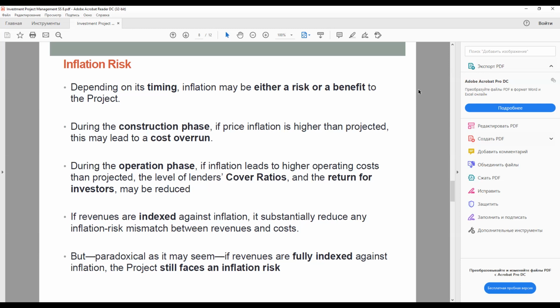If the project company has a long-term project agreement under which revenues are received on the basis of agreed contract payments, some elements of the contract payments may be indexed against inflation, thus substantially reducing any inflation risk mismatch between revenues and costs. But paradoxically, as it may seem, if revenues are fully indexed against inflation, the project company still faces an inflation risk. This is because a key element of its operating costs, namely debt service, is not normally inflation linked. Let us see table 5.8.